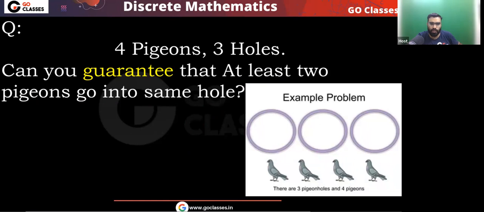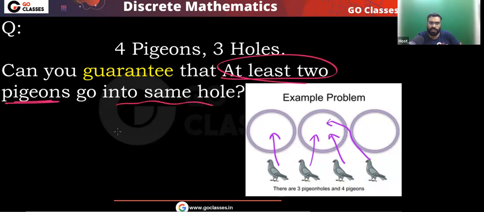You can do whatever you want. For example, maybe this pigeon goes to this hole, this pigeon goes to this hole, this pigeon goes here, and this pigeon also goes here. Now again you can notice, whatever you do, at least two pigeons will definitely go to the same hole. So can you guarantee? The answer is yes, you can guarantee.